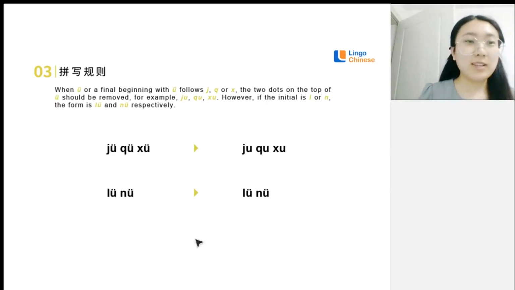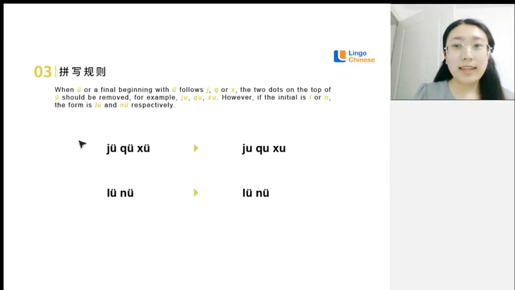Okay, let's continue to learn. Here is another rule of pinyin. When yu or a final beginning with yu follows ji, qi, or xi, the two dots on the top of yu should be removed. For example, you can see this ju changed to this, and qu changed to this, and xu changed to this.